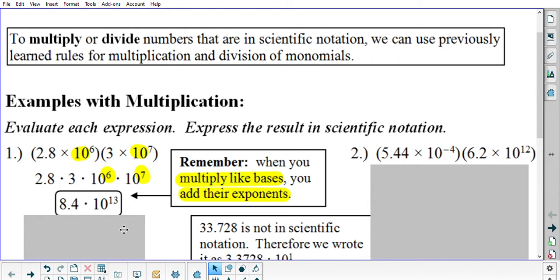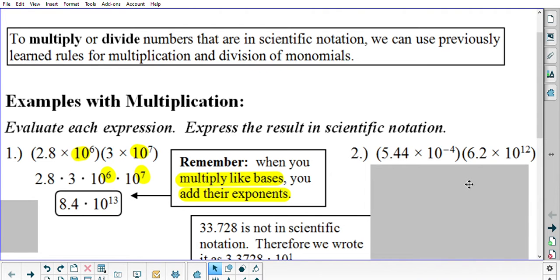You add their exponents. Now, 2.8 times 3, you could do that off to the side, since you really shouldn't be using a calculator too much on these guided notes. So that's going to give you 8.4, and there's your final answer. And hey, this one is already in scientific notation because the first number, 8.4, is already a number between 1 and 10. So that is already in scientific notation, which is quite nice. Problem number 2, let's take a look at this one.